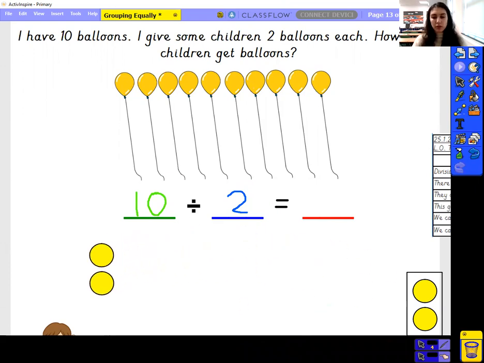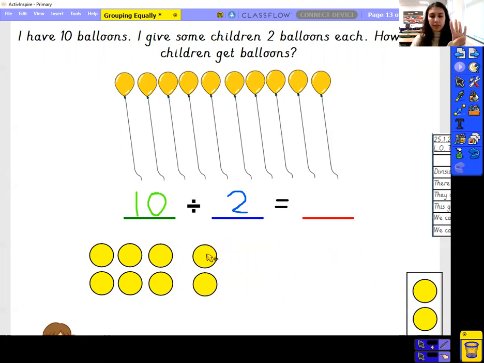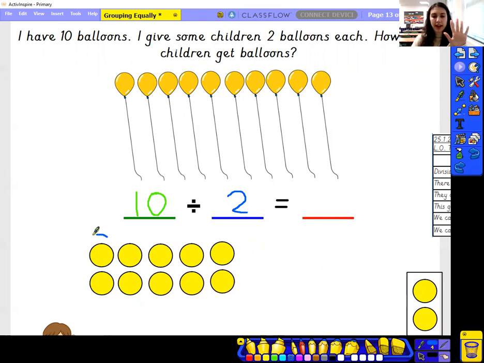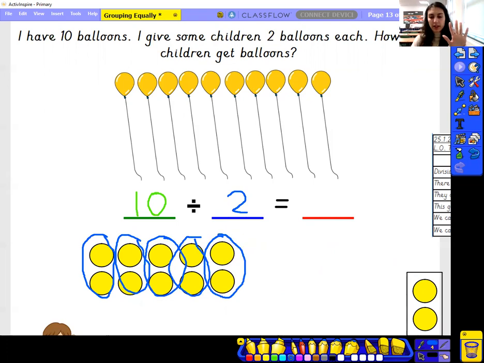One group of 2 would be 2. 2 groups of 2 would be 4. 3 groups of 2 would be 6. 4 groups of 2 would be 8. 5 groups of 2 would be 10. So you can see from our array that 10 balloons divided into groups of 2 would give us 5 groups. There you go. So that's our answer to this question.